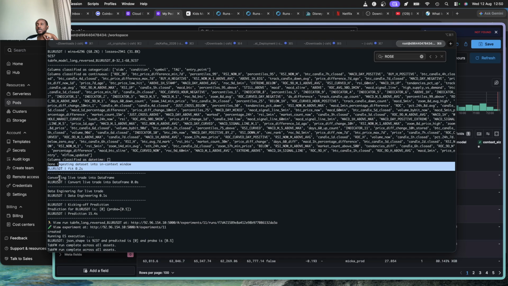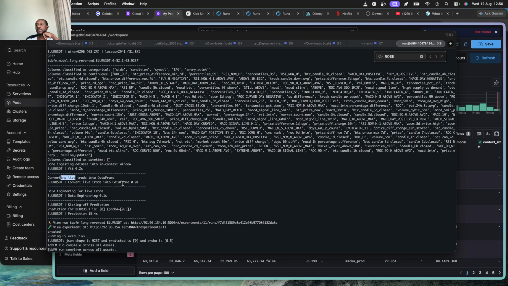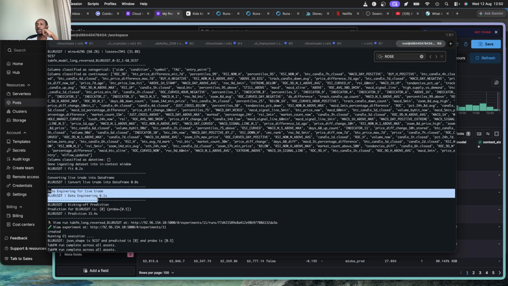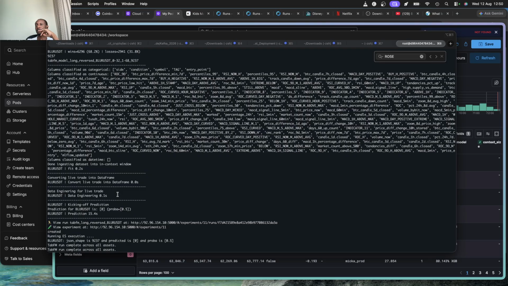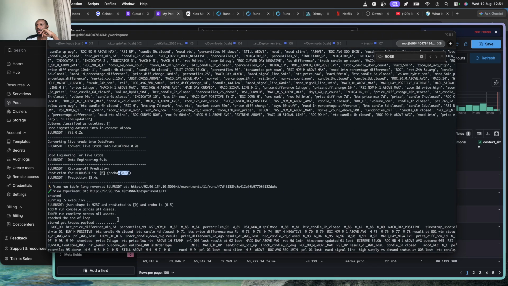And after that we're converting our live trade, which is like test trade, into data frames, and then we're doing data engineering on that, and then we're kicking off prediction. So this one is predicted to be a loss, with a probability of 5%. Yes, predicted to be a loss.